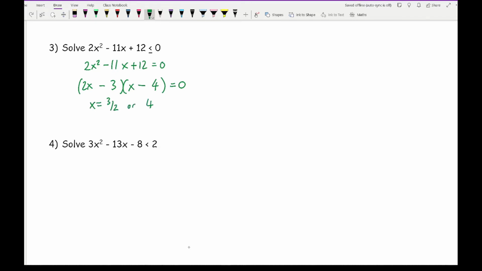From this, what I then need to do is do my sketch. And again, if I use the quadratic formula, I should have ended up with those two values. And if you wanted to write 1.5, that's entirely up to you. So again, drawing my horizontal line, it's going to be a positive parabola.